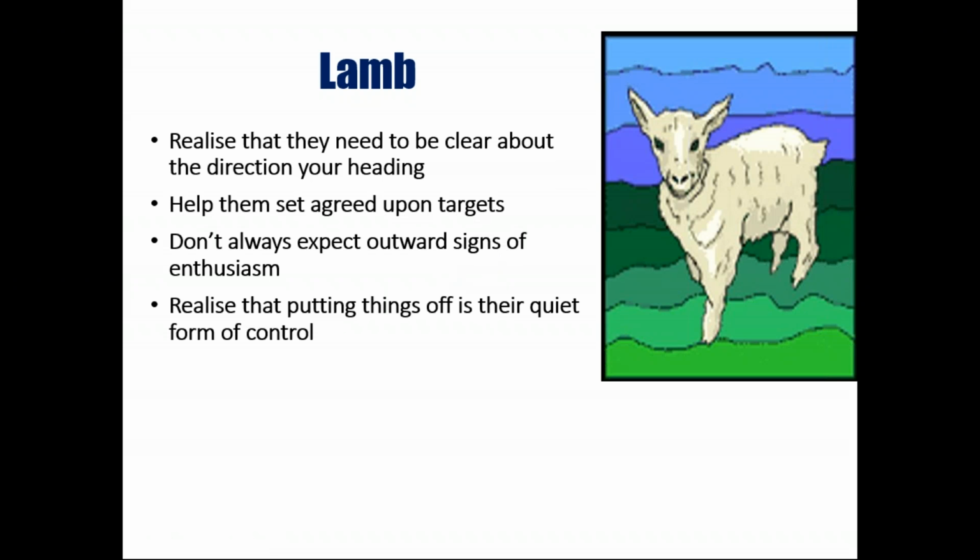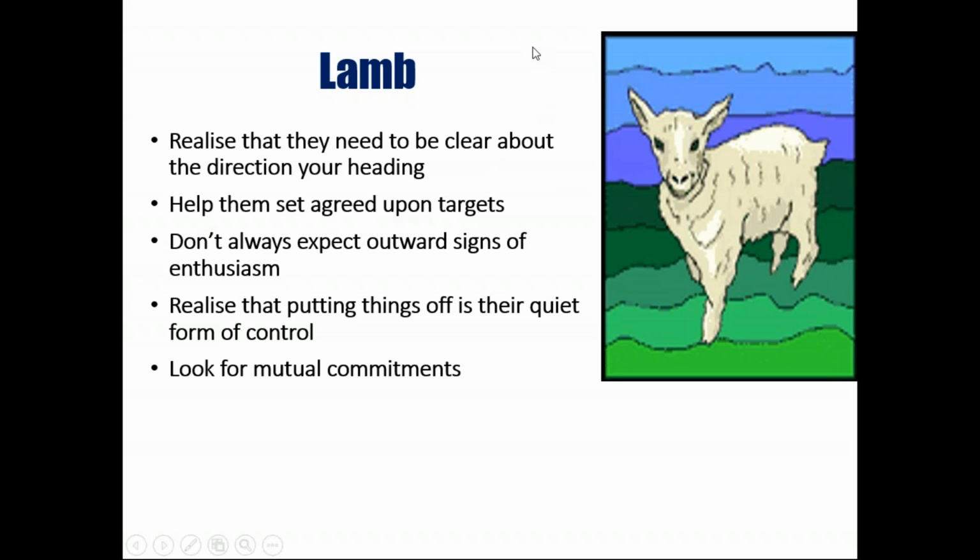Realise that putting things off is their quiet form of control. So if you give a job to a lamb and they don't follow through, then it's probably likely that they're being stubborn. But they're not actually saying to you, I'm not going to do this, or I'm not going to do it your way, or I don't agree with this, which is, of course, what the bull would say to you. The lamb will just quietly put it in the too hard basket and just hope that it goes away. And what they're doing is they're using that stubborn streak that they have in order to maintain some sense of control in the workplace. But they won't make a song and a dance about it. So if you come across that, you probably know what's going on.